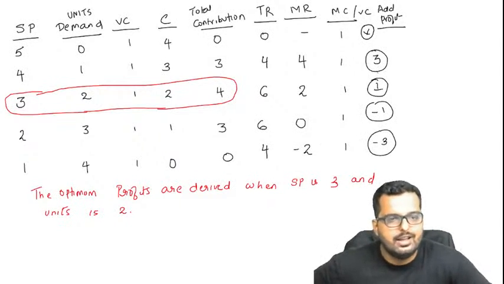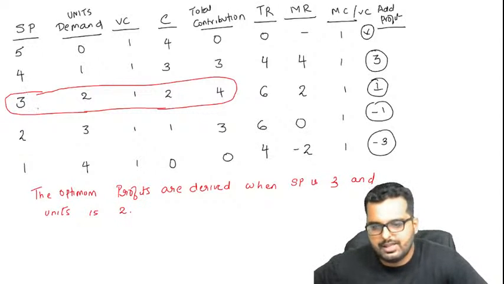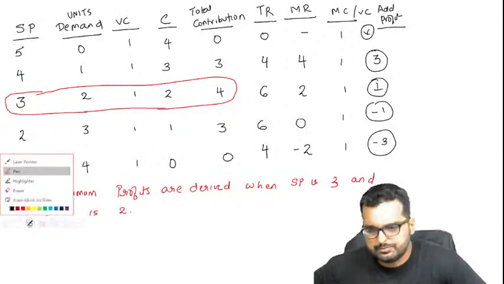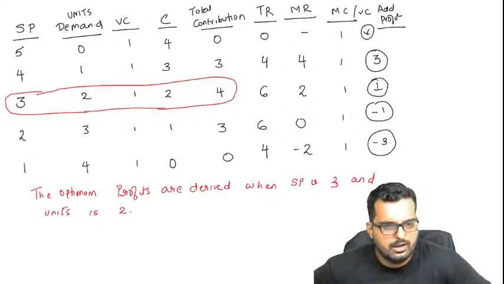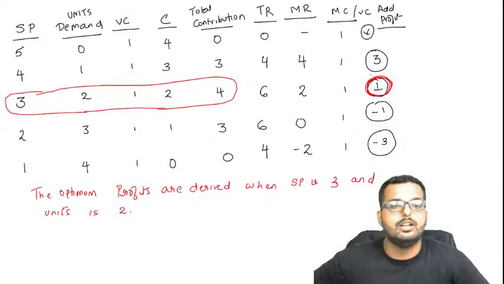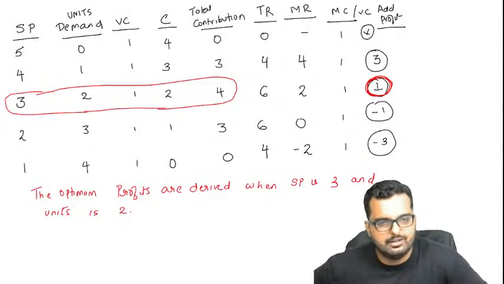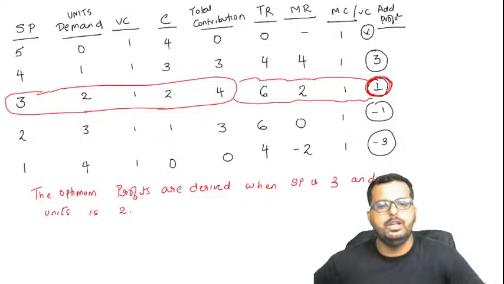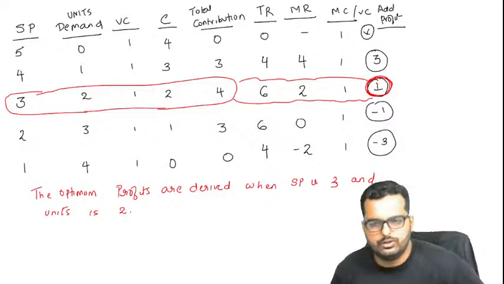So friends, at this point, I am making additional profits. At this point, I am making additional profits. After this point, I am not making additional profit. Hence, this is the point at which my overall profit will be optimum. Can you write this down in your books now, friends?